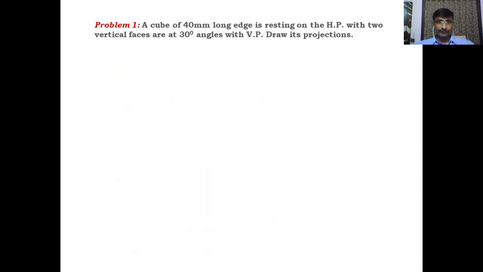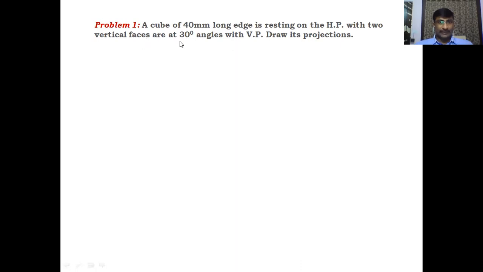This is the first problem. The first problem is: a cube of 40 mm long edge is resting on the HP. A cube has how many sides? It has 6 sides. It is also called a hexahedron. 6 sides, with 2 vertical faces at 30 degrees angle with VP. Draw its projections.